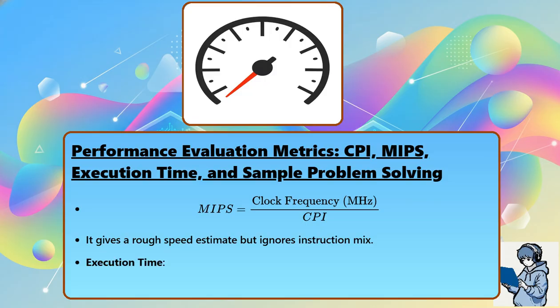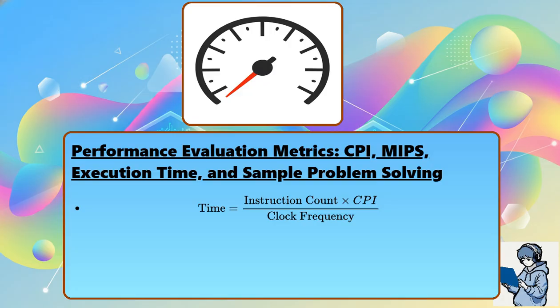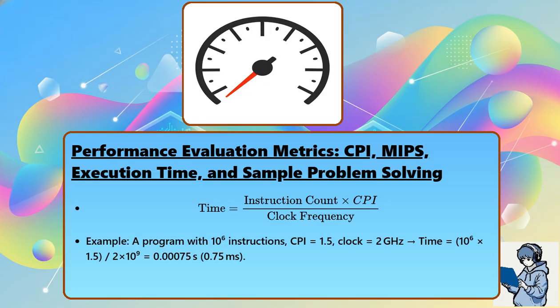Execution time. Time equals instruction count times CPI divided by clock frequency. Example: a program with 10 to the power 6 instructions, CPI equals 1.5, clock equals 2 GHz. Time equals 10 to the power 6 times 1.5 divided by 2 times 10 to the 9 equals 0.00075 seconds, 0.75 milliseconds.